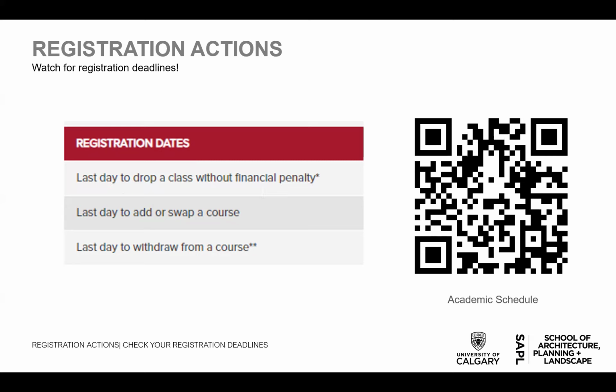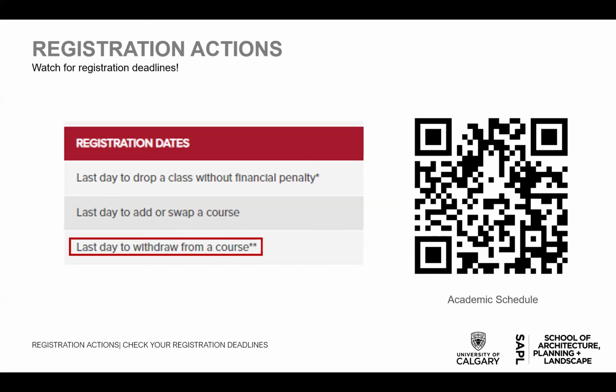The next deadline is the last day to add or swap a class. After this date, you won't be able to enroll in any other classes. There's no late enrollment available at UCalgary, so make sure you pay attention to the add deadline for each semester.